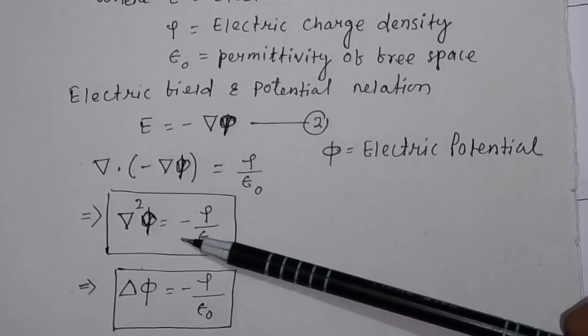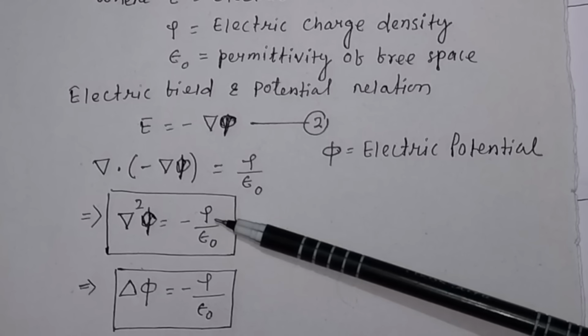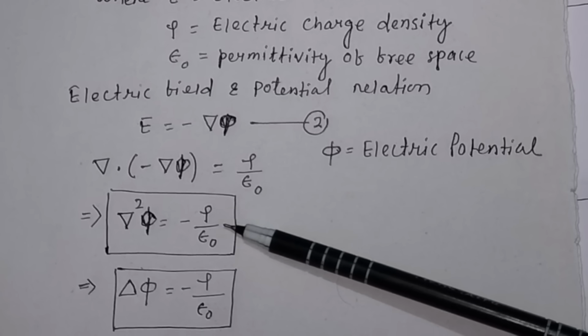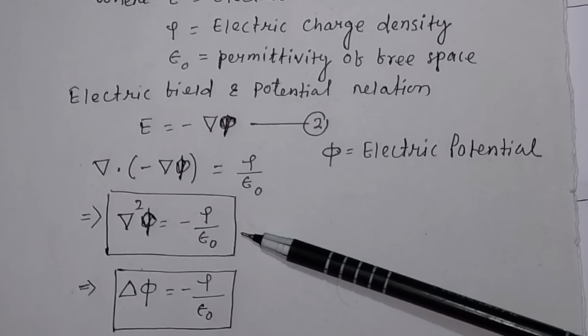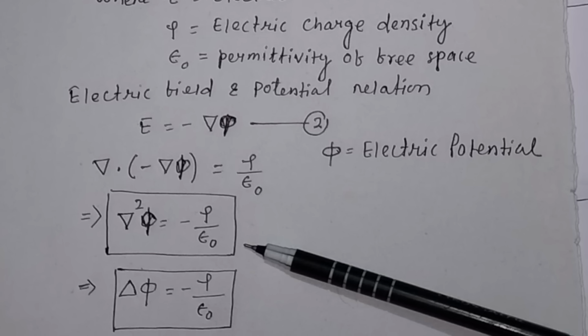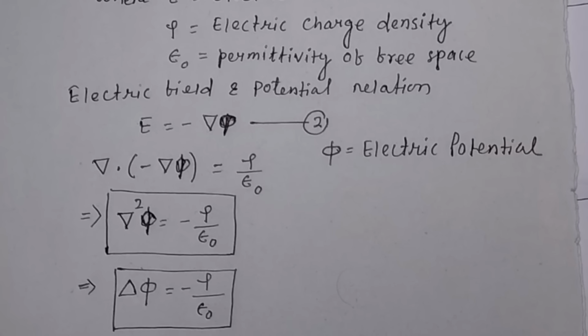So Laplacian phi will be equal to minus 1 by epsilon 0 times rho. And this is your Poisson's equation in electrostatics. So in this way you can prove Poisson's equation in electrostatics from Gauss law.